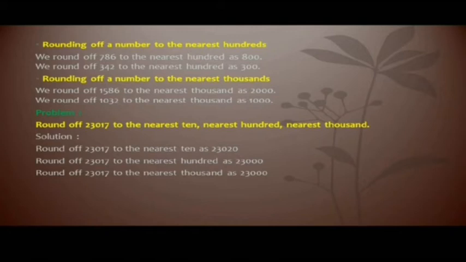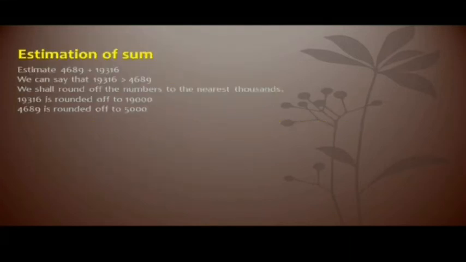Problem. There is a problem given here. It says round off 23,017 to the nearest 10, the nearest 100 and also the nearest 1000. So we can do a small calculation. We can round off 23,017 to the nearest 10 as 23,020. We can round off 23,017 to the nearest 100 as 23,000. We can also round off 23,017 to the nearest 1000 as 23,000. I hope you all have given the correct answer.